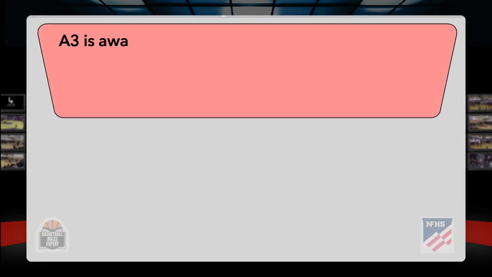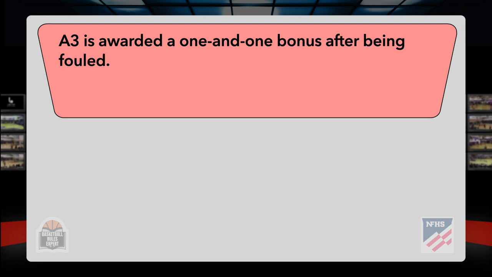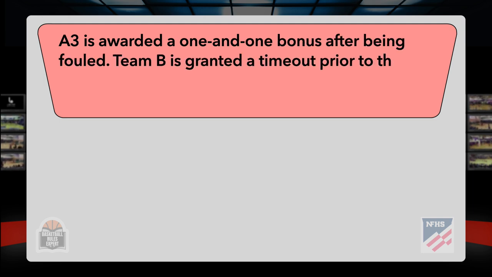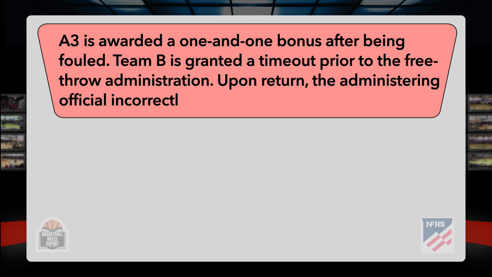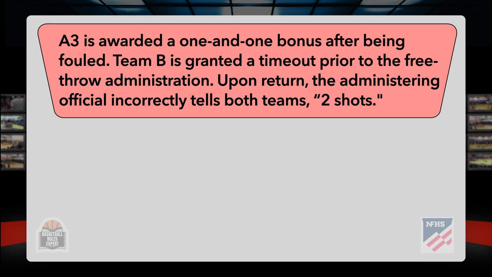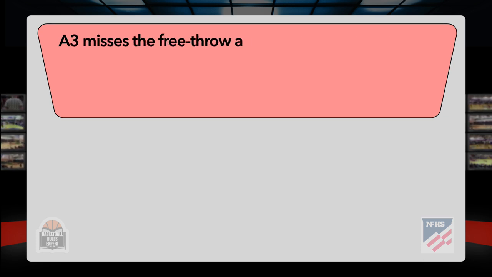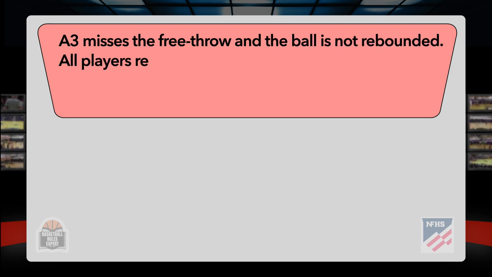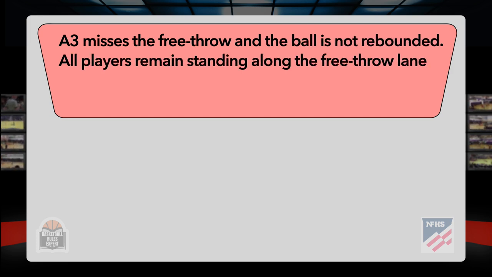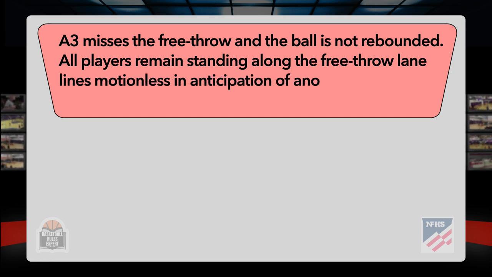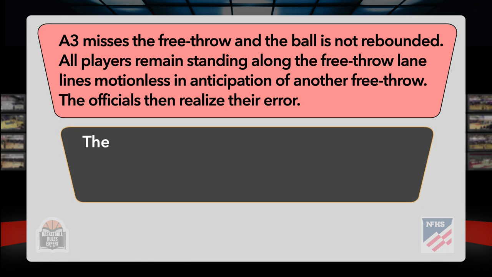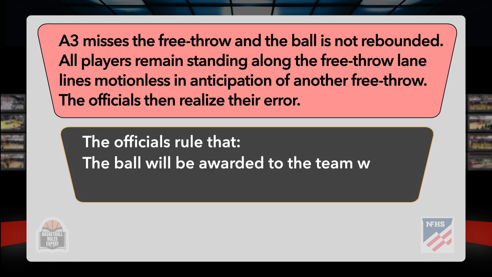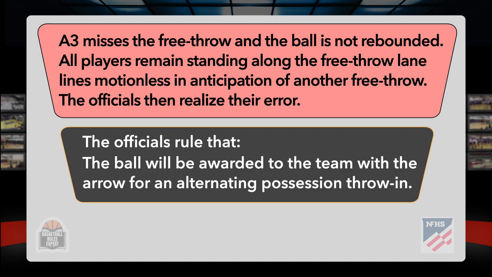A3 is awarded a 1-1 bonus after being fouled. Team B is granted a timeout prior to the free throw administration. Upon return, the administering official incorrectly tells both teams two shots. A3 misses the first free throw and the ball is not rebounded. All players remain standing along the free throw lane lines motionless in anticipation of another free throw. The officials then realize their error. The officials rule that the ball will be awarded to the team with the arrow for an alternating possession throw-in.